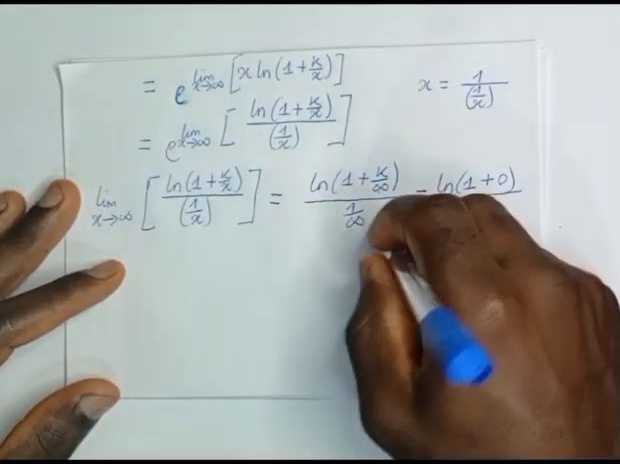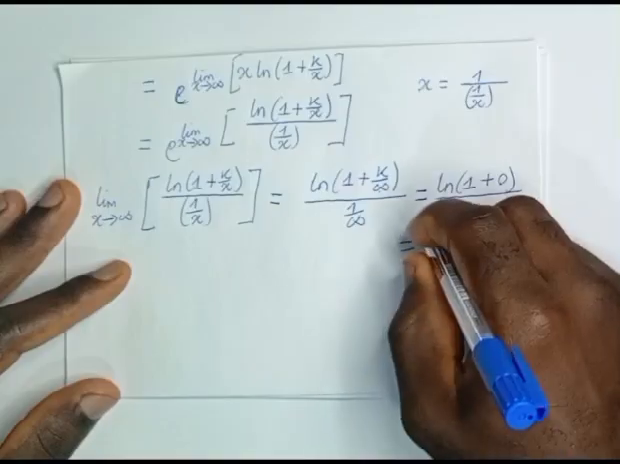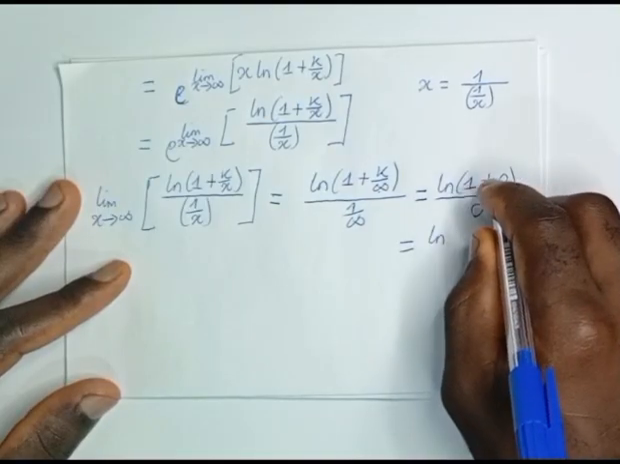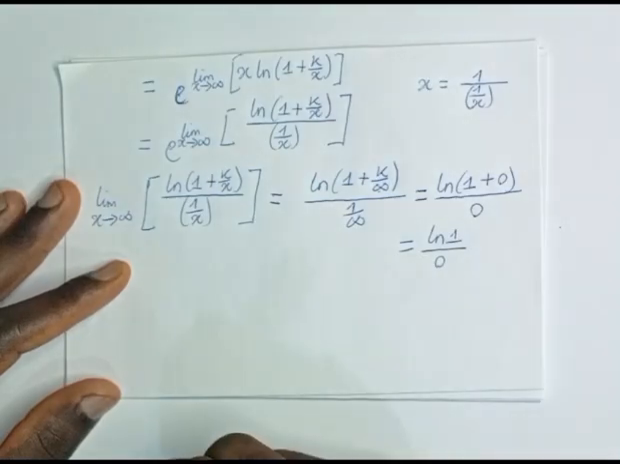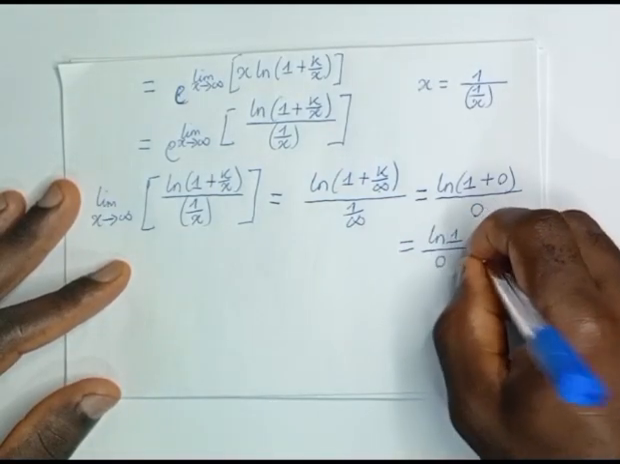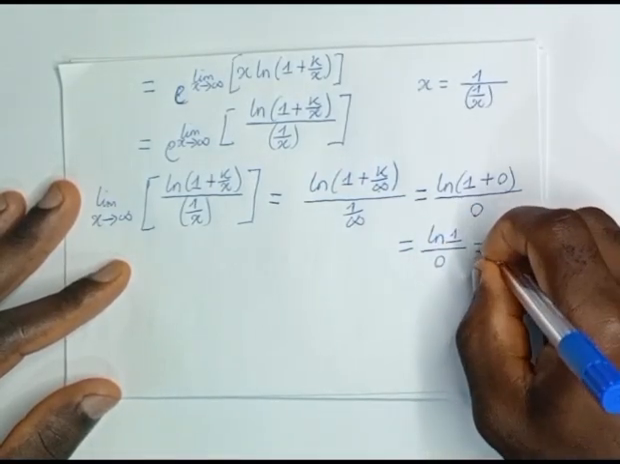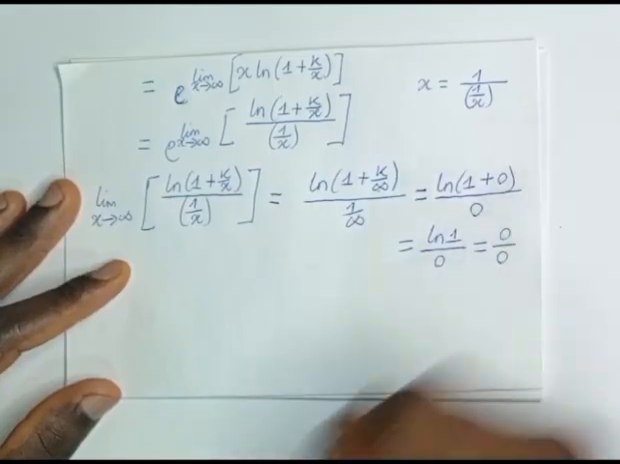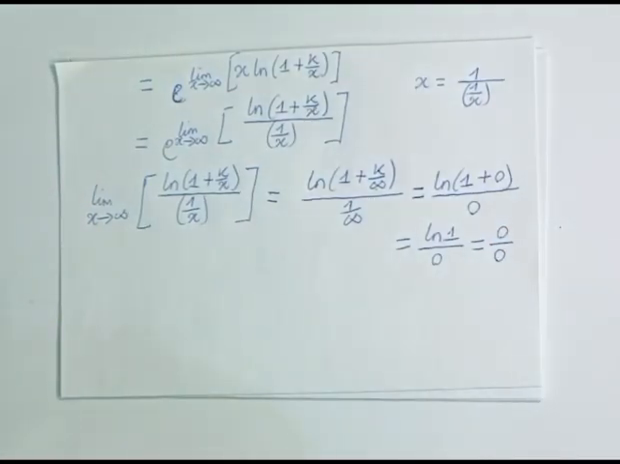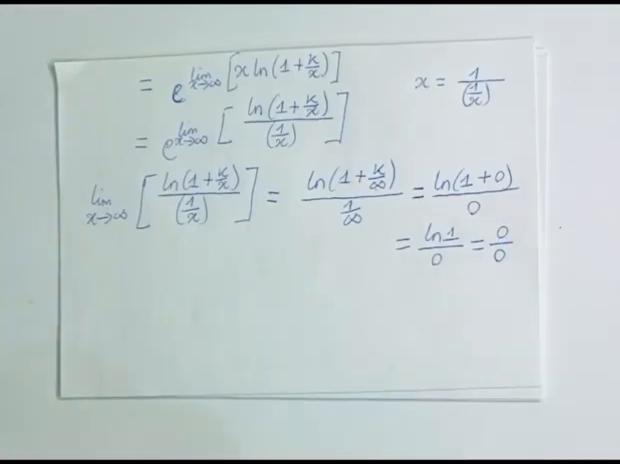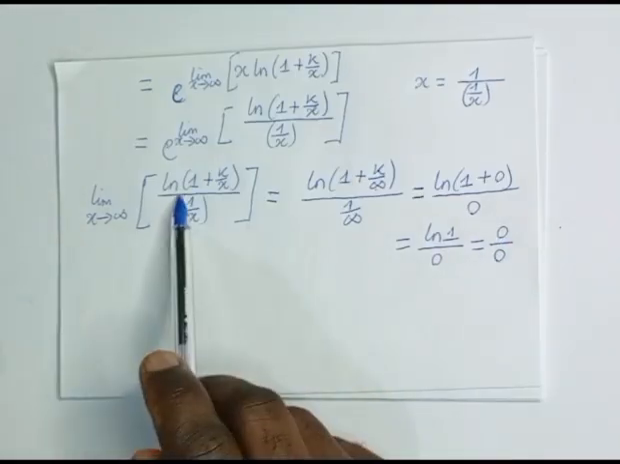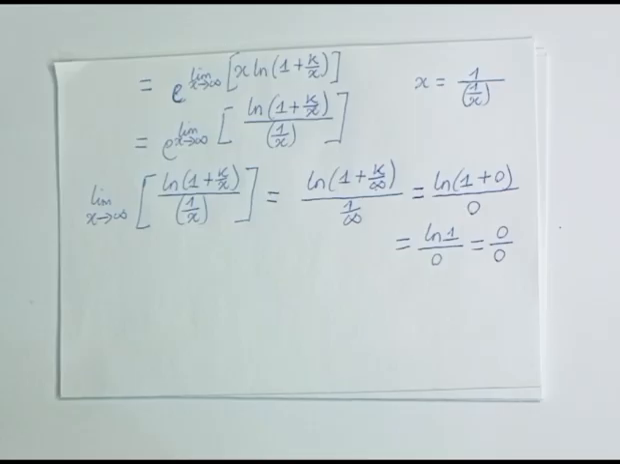It turns to 0. So this will simply be equal to the ln of (1 plus 0), which is 1, all over 0, and this will simply be equal to the ln of 1, which is 0, all over 0, which is the indeterminate form. That means from this we can draw no conclusion about this limit. That means we have to apply other techniques of getting limits.